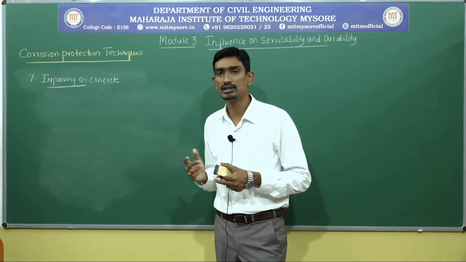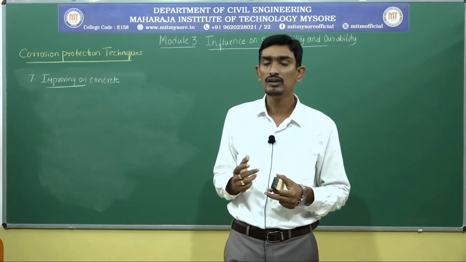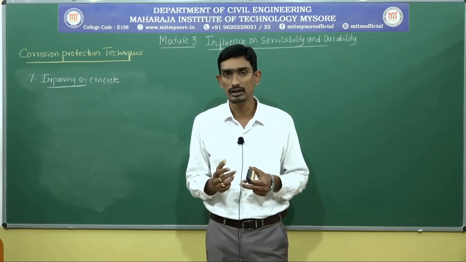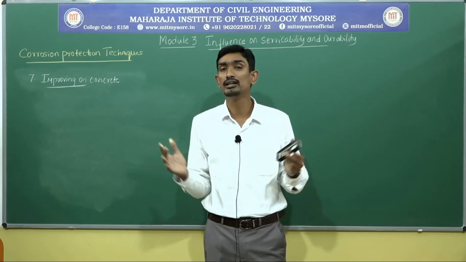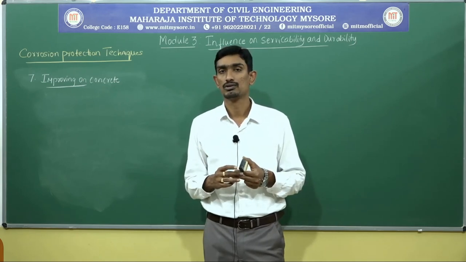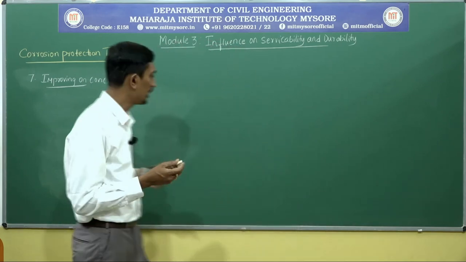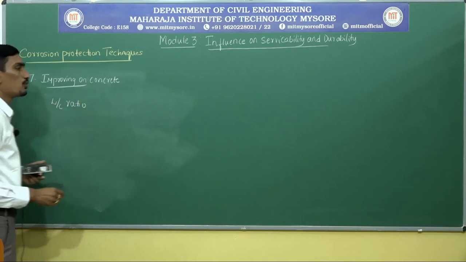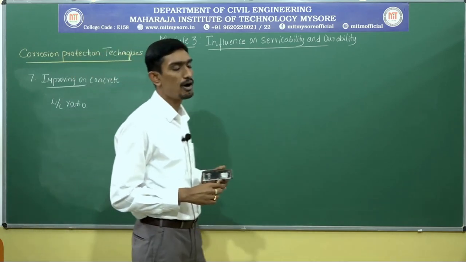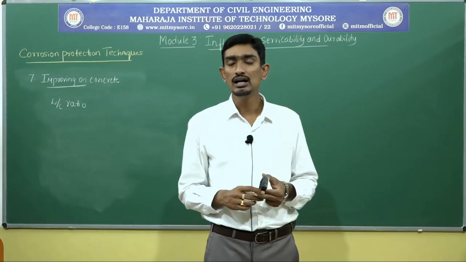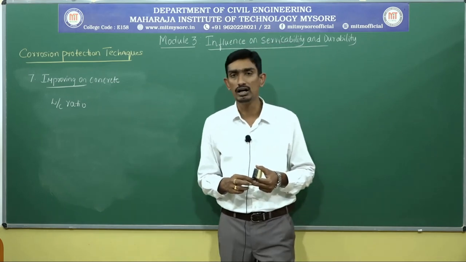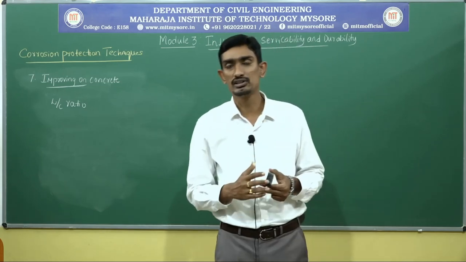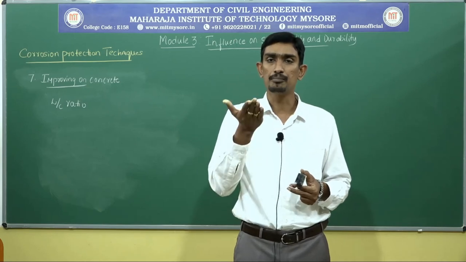Now, what I meant to say in the seventh corrosion protection technique here is, if I am going to protect the concrete, there also I can prevent this corrosion. How? Let us see. The very first thing is water cement ratio. If you restrict or use a proper water cement ratio inside the concrete member, then you can prevent it, because you know that reduction in water cement ratio will increase the compressive strength.